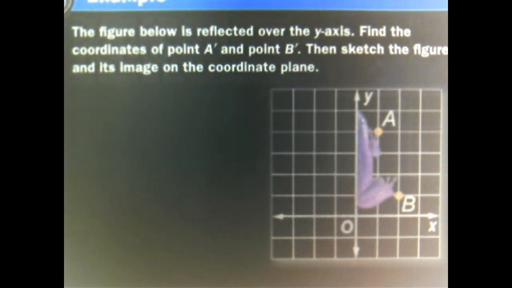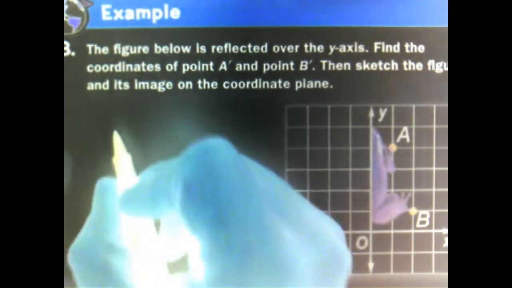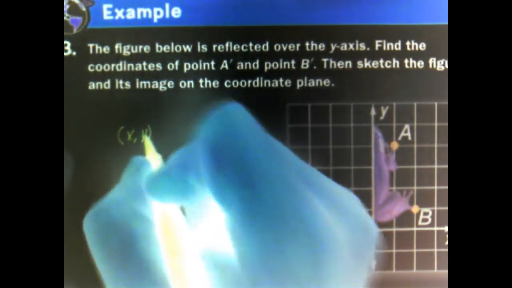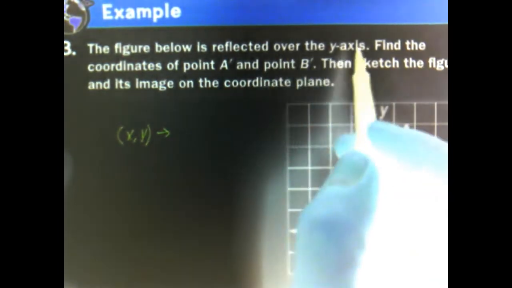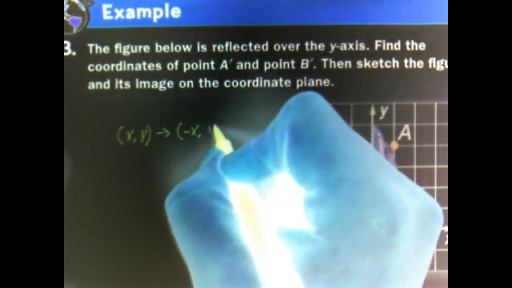So here we have the figure below is reflected across the y-axis. Find the coordinates of A prime and B prime, then sketch the figure and its image on the coordinate plane. Okay, so again, I want to reiterate those transformation notations, (x, y). If we're reflecting across the y-axis, we need to change the sign of the x.